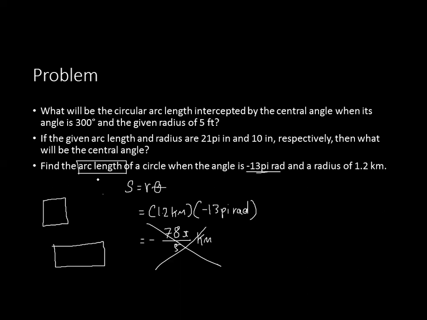So here you're looking for the arc length. There is no such thing as negative 78 pi all over 5 kilometers. No. All right. It's like, for example, you are looking for the circumference of this circle. Okay. And let's just say you have a radius of 4. Then the circumference of this circle is basically negative 8 pi. Is this possible in reality? No. Why?